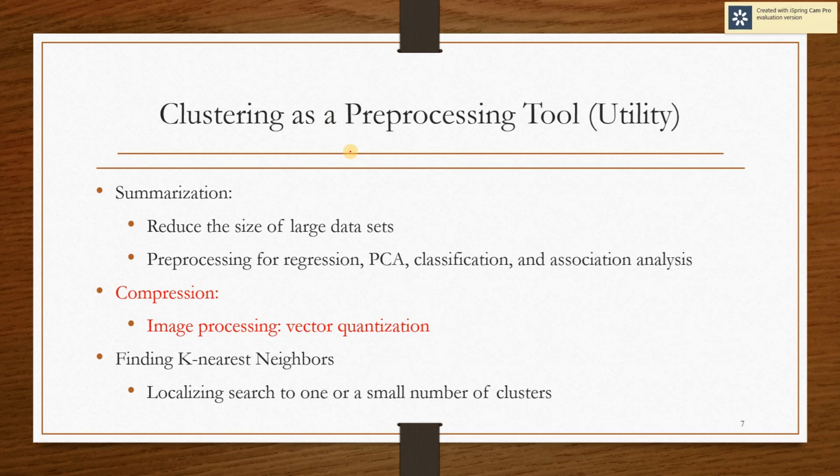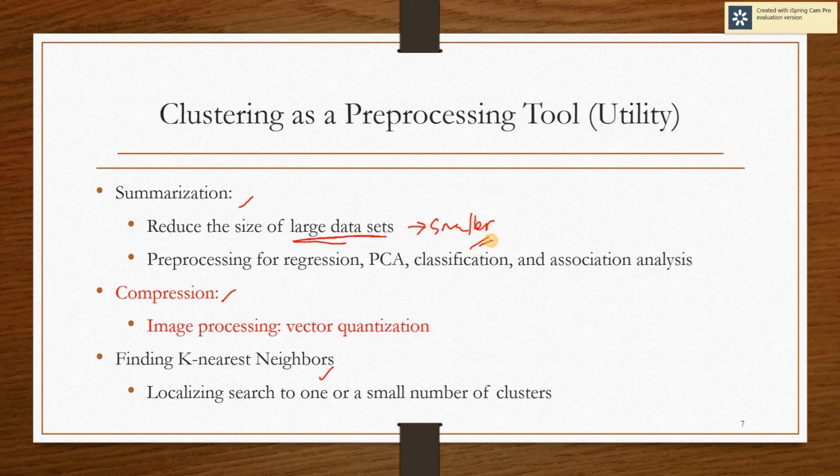When you talk about clustering as a processing tool, you have three types here. One would be summarization, compression, and also finding k-nearest neighbor. When clustering is being used as a part of summarization, it will reduce the size of a large data set into a smaller size.